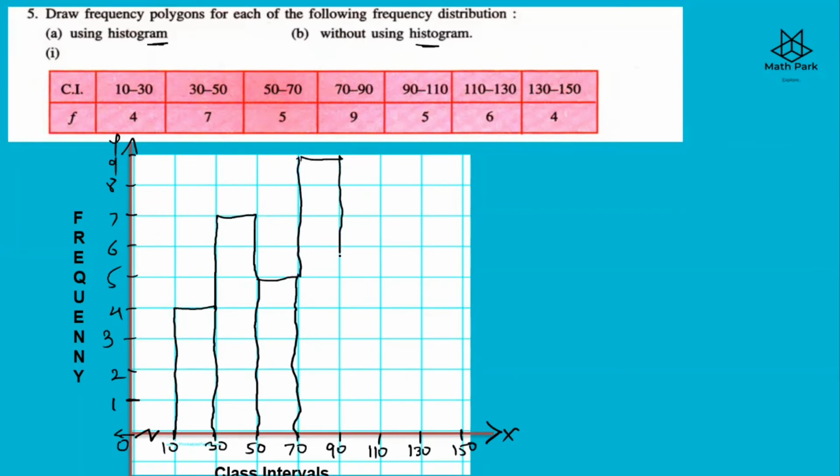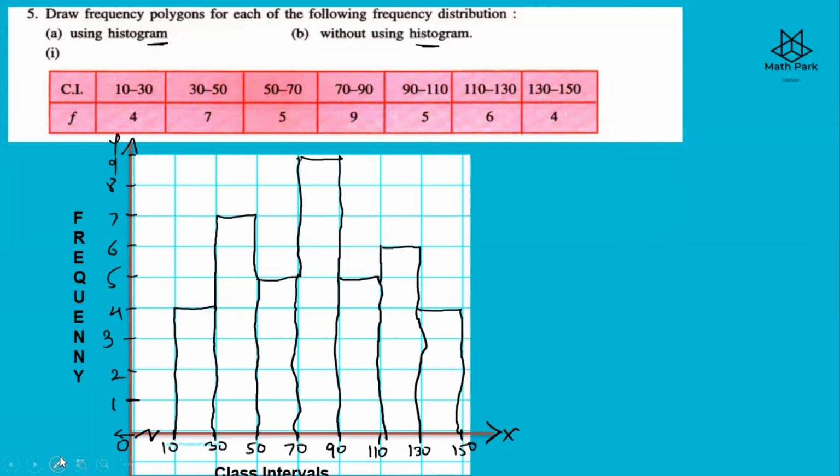You have to use the ruler properly. It is difficult for me to write, so some zigzag line may come. 90 to 110. 70 to 90 was 9. 90 to 110 was 5 again. So 5. And then from 110 to 130, it is 6. So this is 6. And from 130 to 150, it is 4. So the 4. So our histogram is ready.